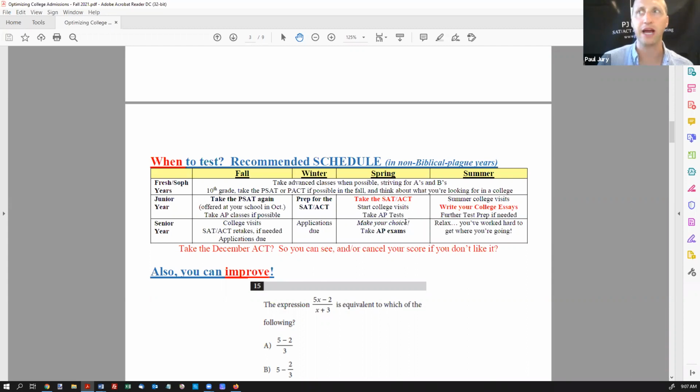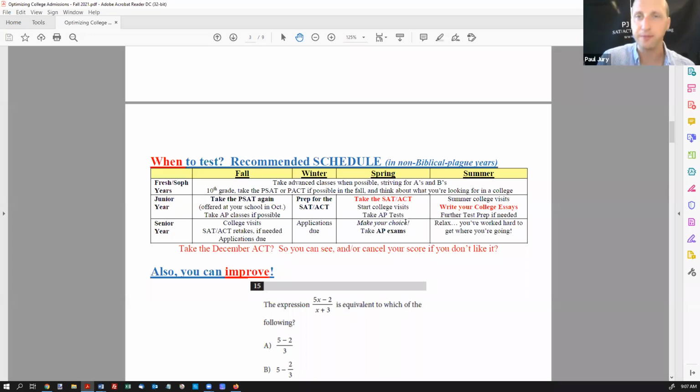But some people are like, oh my gosh, I have to prep excessively for the PSAT because I've got to get into college. No colleges are going to look directly at your PSAT scores. They care about your SAT scores. The PSAT is just a warm up for that. So freshman, sophomore year, focus on other things.